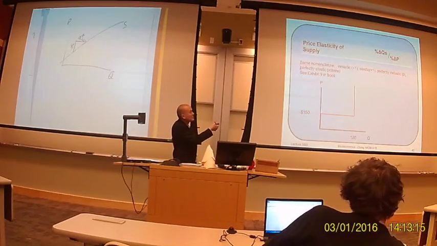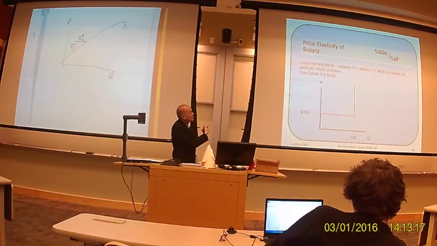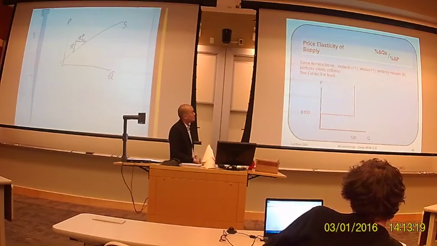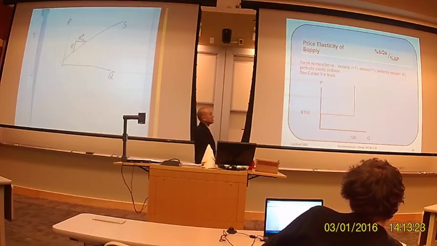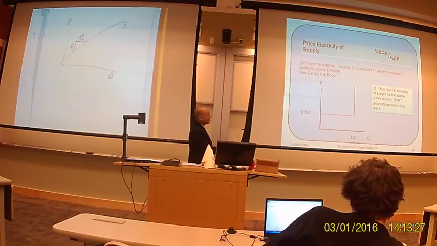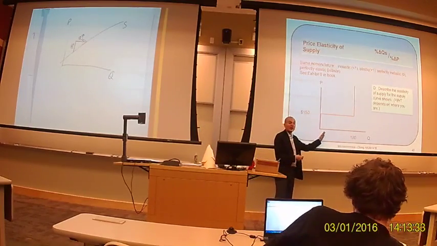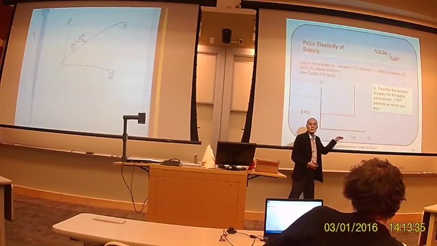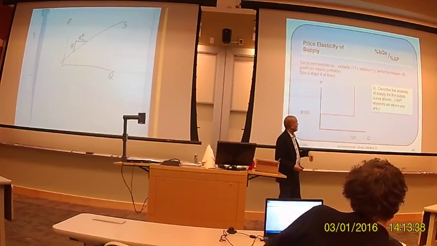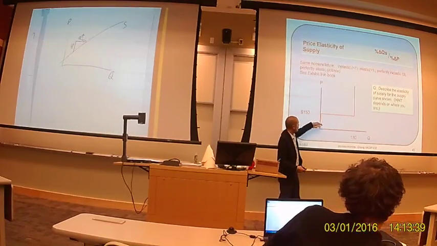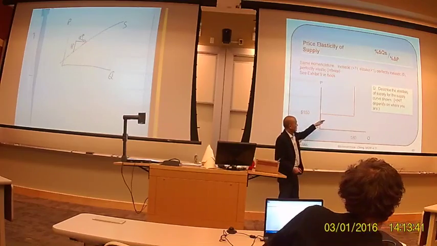Same nomenclature of inelastic, elastic, perfectly inelastic, perfectly elastic. Vertical still is inelastic. So the concept check I usually ask people: describe the elasticity of supply for the curve shown. This was actually in a previous concept check, around airlines with 180 seats. What's your willingness to pay up to that? Or willingness to accept for the airline.